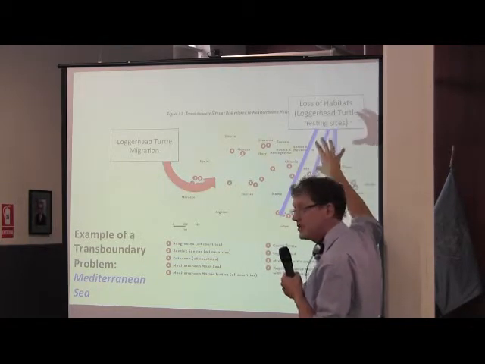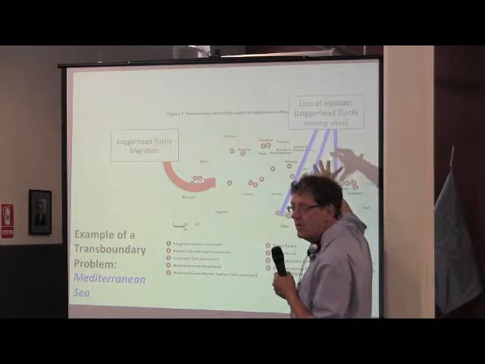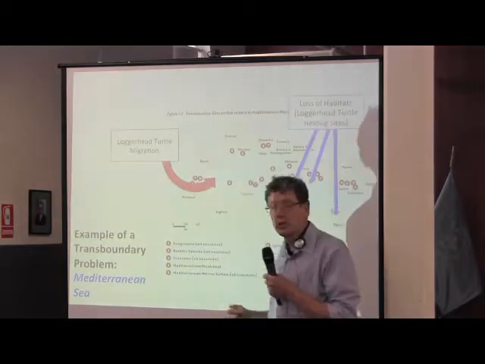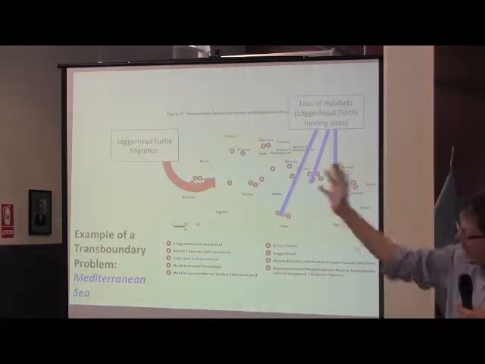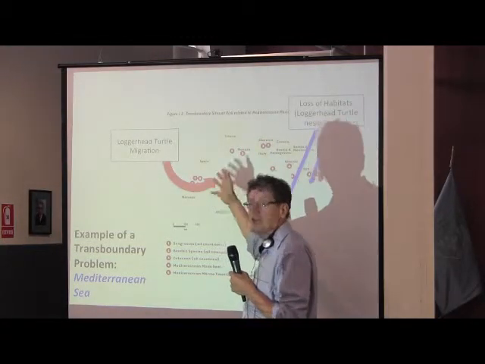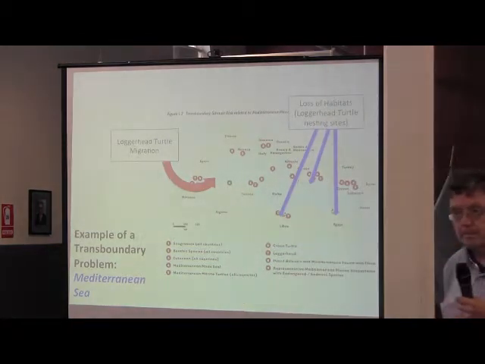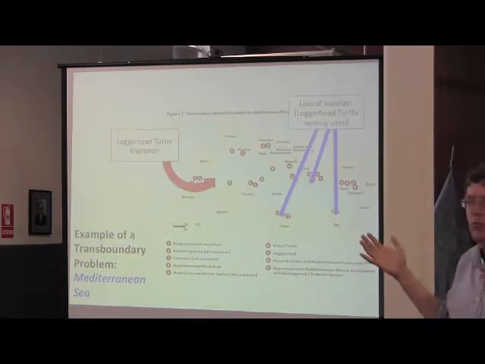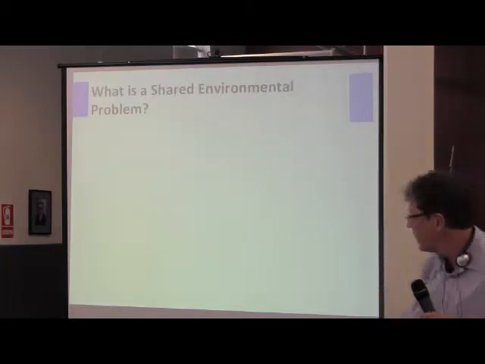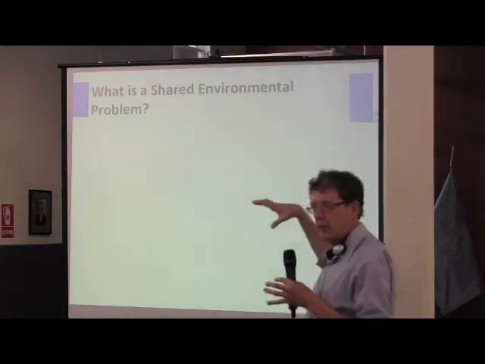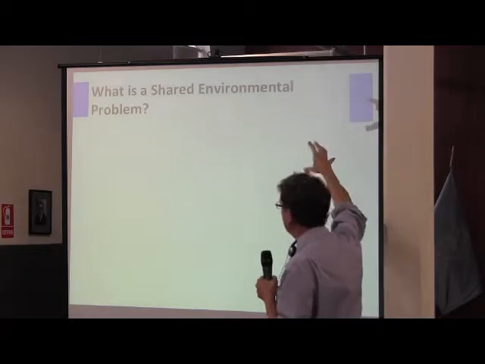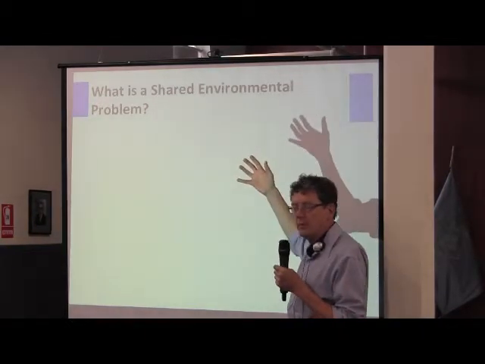Loss of habitats, specifically loss of habitats for loggerhead turtles, occurring in one country, but being affected by loss of loggerhead turtles due to fishing practices way outside of this particular marine system. Or it could be happening within this marine system, but whatever, it's transboundary. Okay? Is that okay? Nothing contentious about that. So that's what we could call a transboundary environmental problem, and we'll come on to other examples of that in a minute.